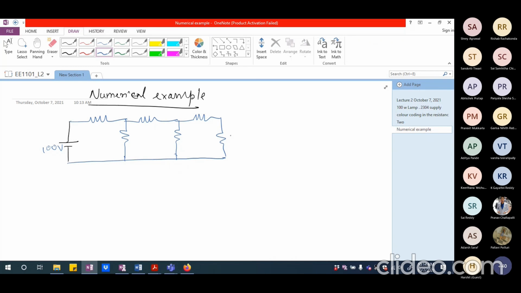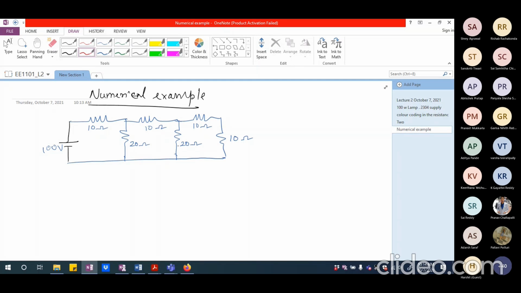Okay, so let us say this is some 10 ohm, and I'm going to have another 10 ohm here, and I'm going to have 20 ohms here. Okay, now I'm going to have, along with that, again another 10 ohm, and I'm going to have 20 ohms here. And finally, I'm going to have again 10 ohm here.